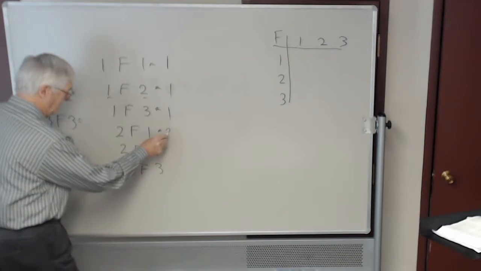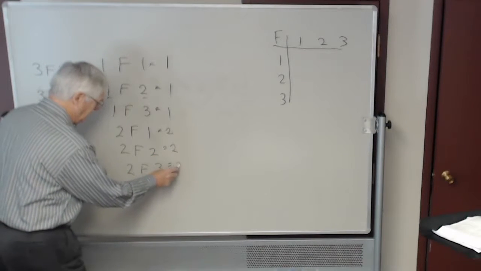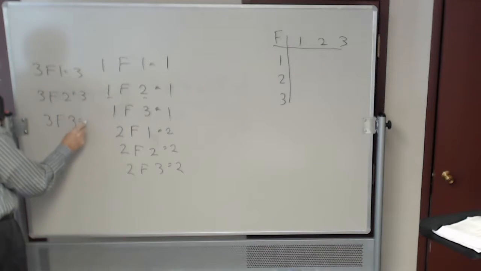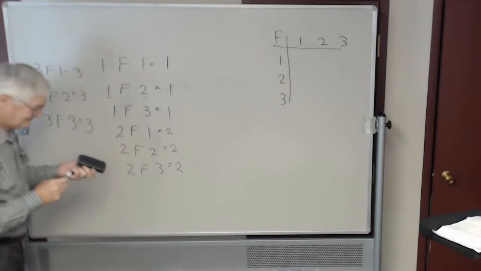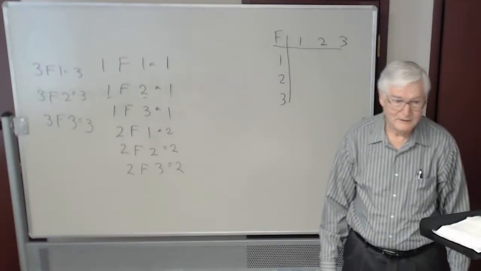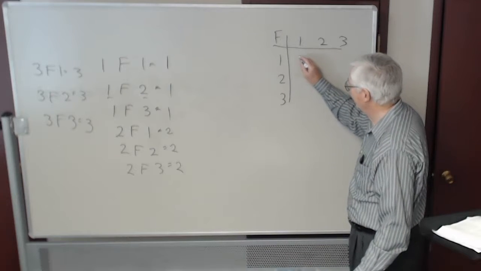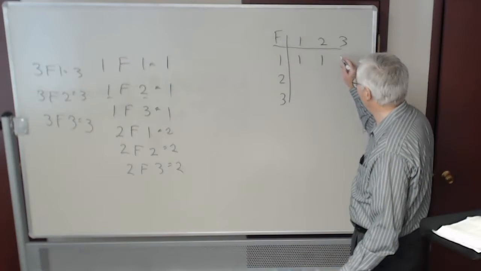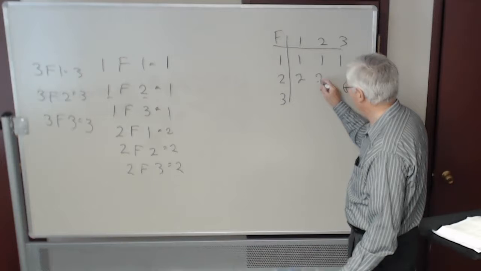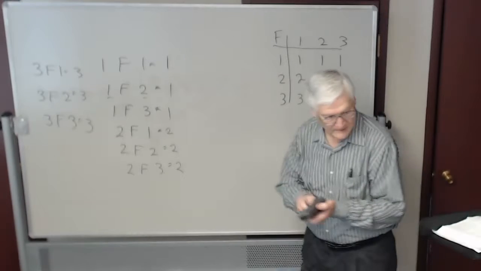2F1, 2. 2F2, 2. 2F3, 2. 3F1, 3. 3F2, 3. 3F3, 3. Are you ready to count to 3 and say abstract math is this stupid? Now let's fill in the chart. What's 1F1? 1. 1F2? 1. What's 2F1? 2. 3. There, we filled the chart in.